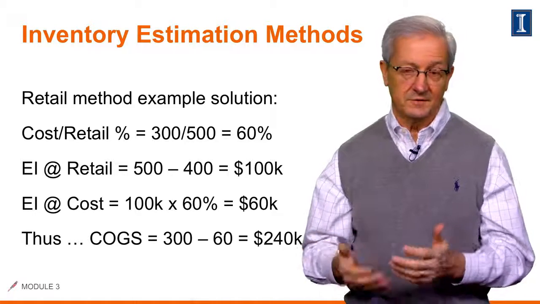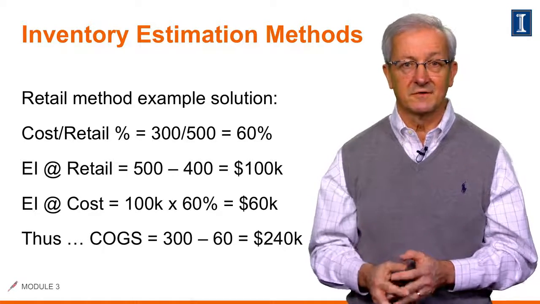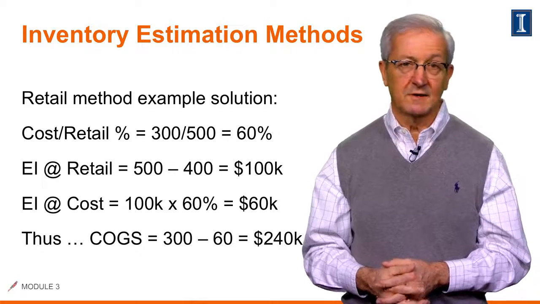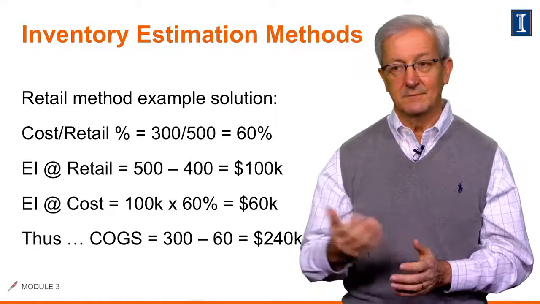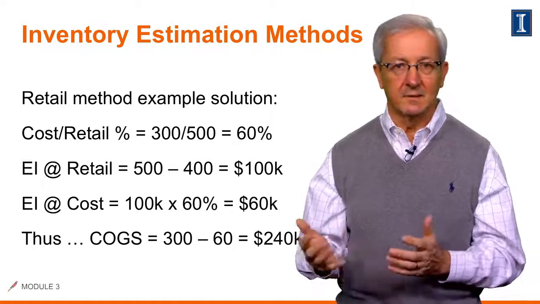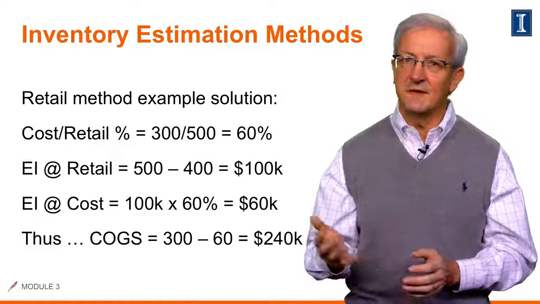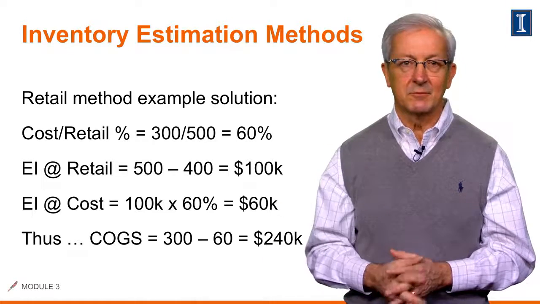To figure out the COGS, or the cost of goods sold, it'd be the $300,000 that we had in goods available for sale minus that $60,000, which pushes out $240,000 into our income statement. Hopefully the two methods make a little bit more sense now after these examples we ran through in the calculations.